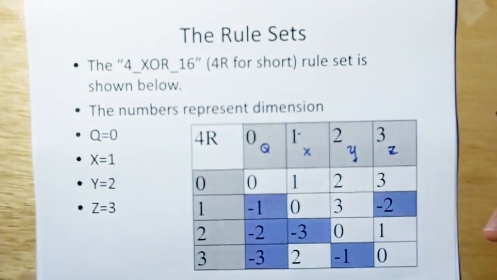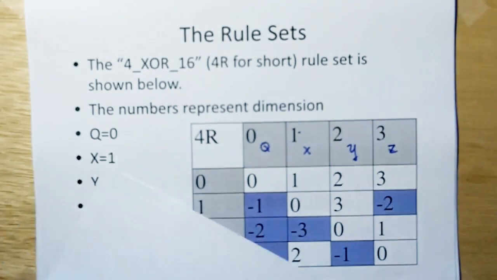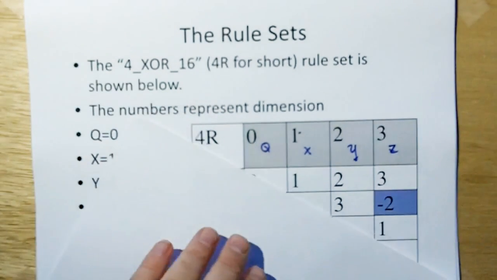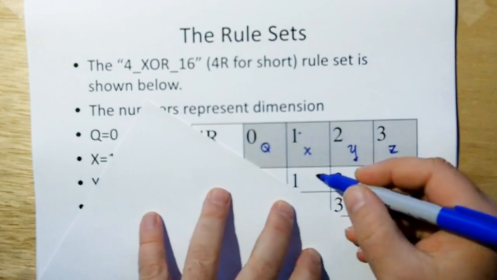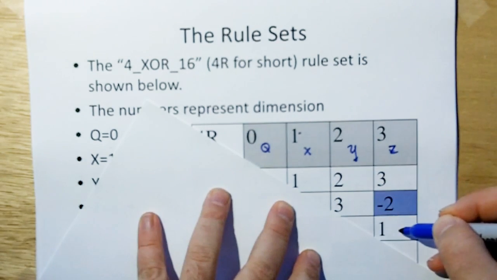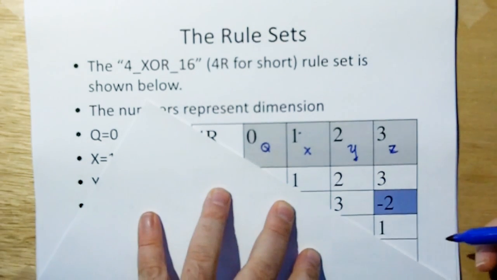Well, how do we get 16? If you take the main diagonal and you assign bit numbers to the elements in the column here.